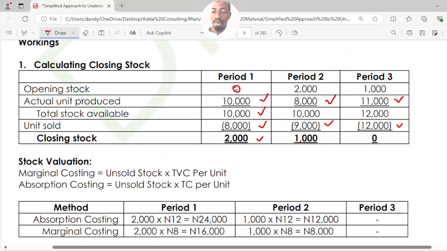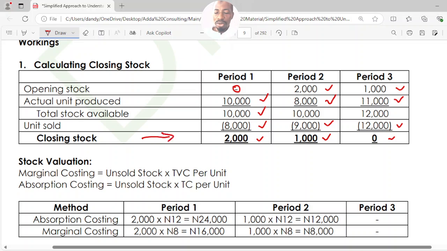As I'm moving to the second period, the closing stock in the first period will become the opening stock. That's why you are seeing this 2,000 here. Then 2,000 plus 8,000 will give me 10,000. 10,000 minus units sold of 9,000 will give me 1,000 units. So I'm going to the third period. At the beginning of the third period, the closing stock in the second period will become the opening stock. Therefore, 1,000 plus 11,000 will give us 12,000. 12,000 units were sold. 12,000 units were available for sale. Then, of course, there was no closing stock in the third period. So now that I've calculated the closing stock in units, I need to get the value.